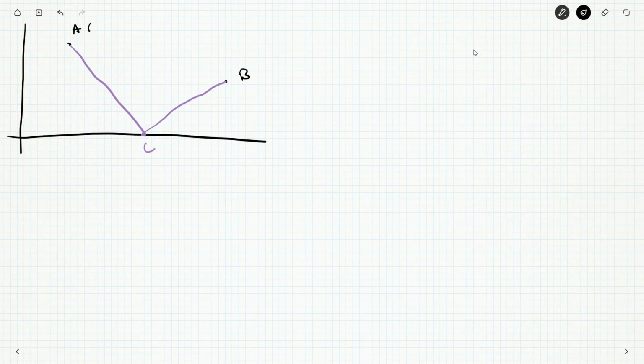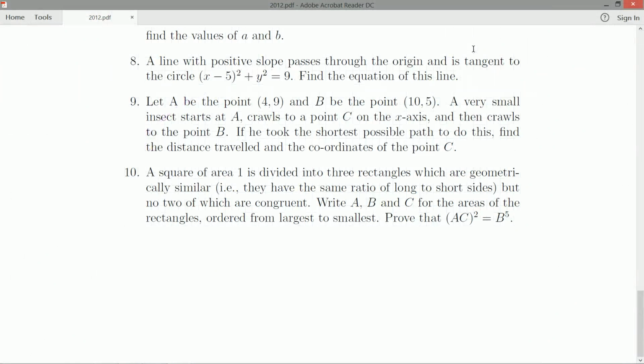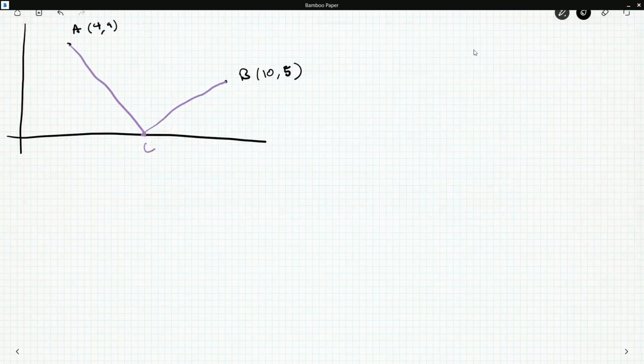So first let's add these in: (4, 9), and it's (10, 5), isn't it? Okay. So this question's actually a question that's been around for a while. And so if you know that, you can sort of instantly see what you're supposed to do. But if you didn't know that, you're going to learn something, because there's a nice, quick, easy trick to this sort of thing.